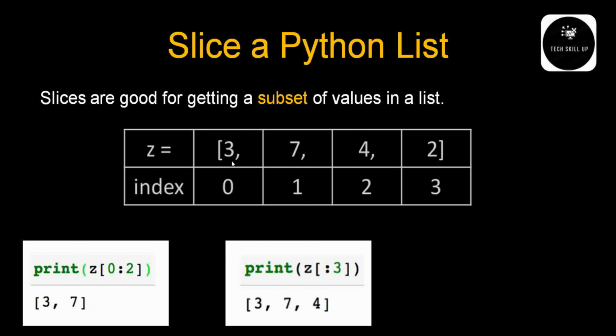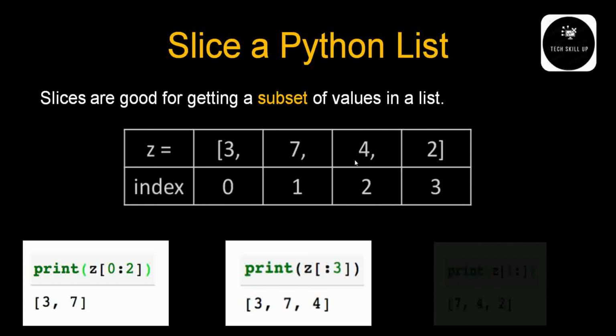It will start from the starting element. Here we are given the ending as 3, and we are not provided the starting one. That means it will start from index 0. That means we will get 3, 7, 4. Here we are given 3, which means 3 minus 1, that is 2. That means we will get up to 3, 7, 4.